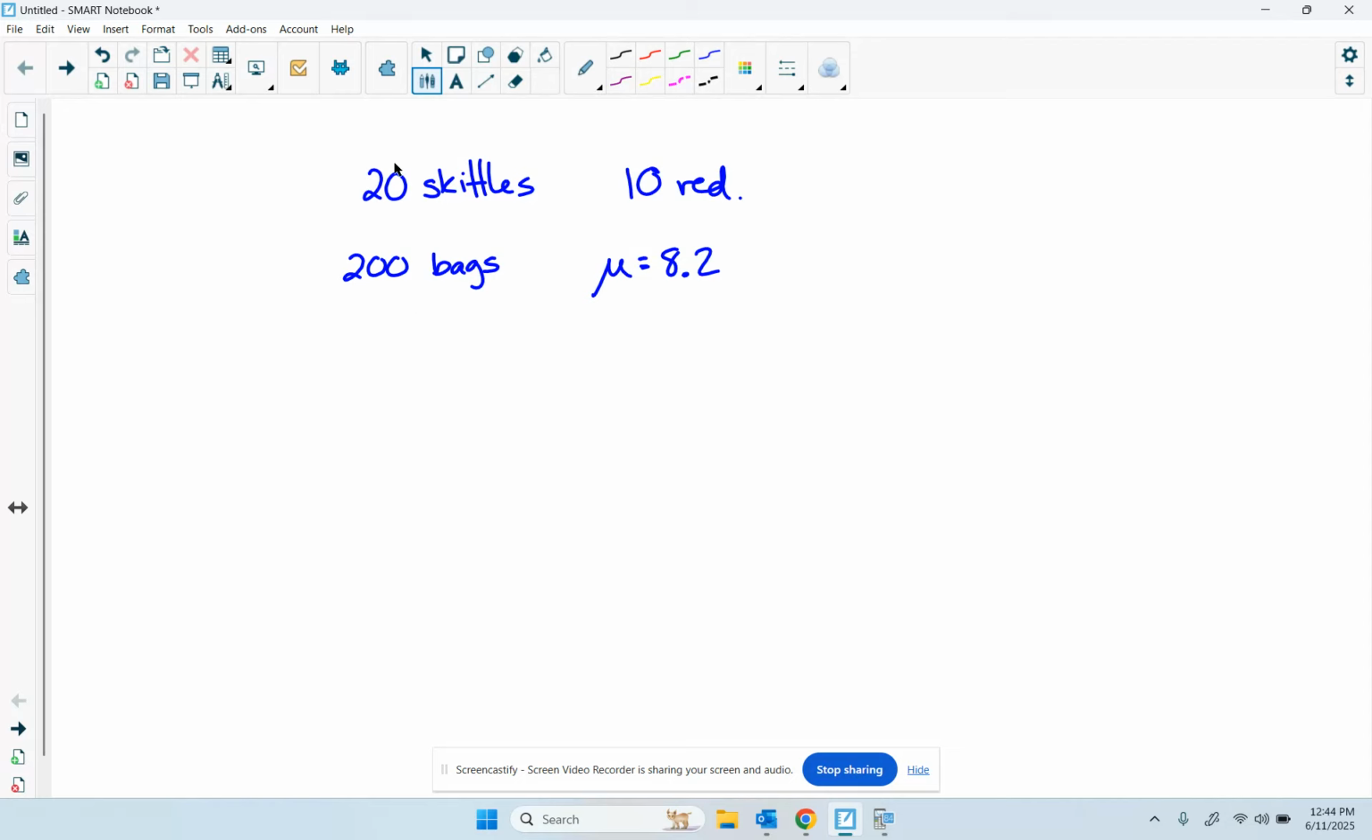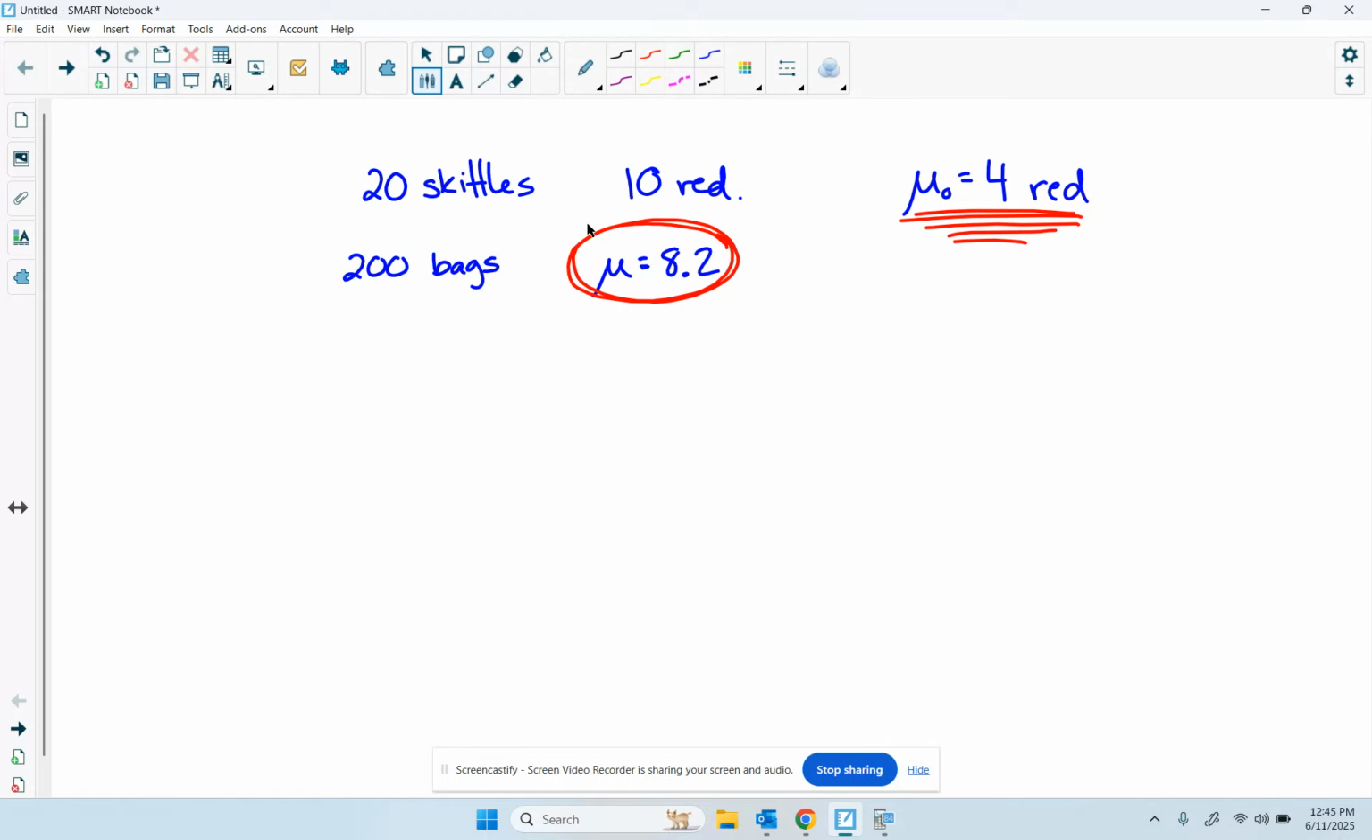You go, okay, but if they're evenly distributed, I should expect that 1/5 of the Skittles should be red, so I should expect 4 red. I'm getting an average of 8.2. That's pretty high compared to what I would expect if they were evenly packaged in each bag. The whole point of the test is that we assume this is true. If 1/5 of the bag is supposed to be red, how unlikely is it that I get an average of 8.2 red Skittles from 200 bags?